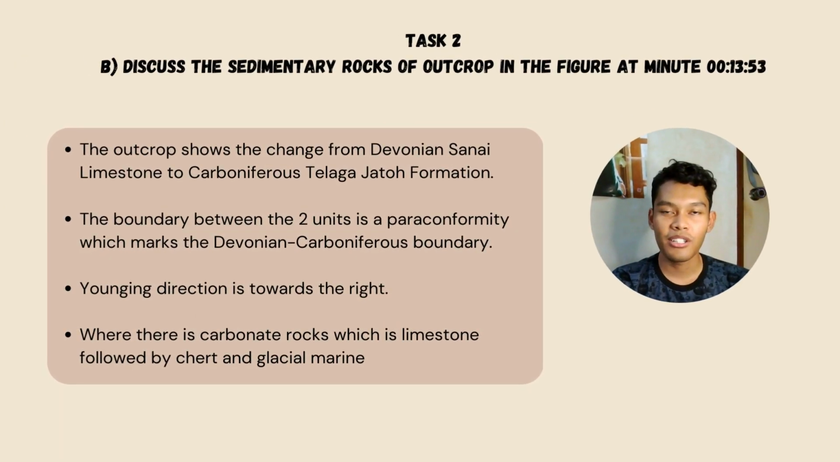Next, for B, we are assigned to discuss the sedimentary rocks of the outcrop in the figure at the given timestamp. The outcrop shows the change from the Devonian Sinai limestone to the Carboniferous Telaga Jatuh Formation. The boundary between the two units is a parallel conformity which marks the Devonian-Carboniferous boundary. And the younging direction is towards the right, where there is a carbonate rock, which is limestone, followed by chert and glacial moraines.